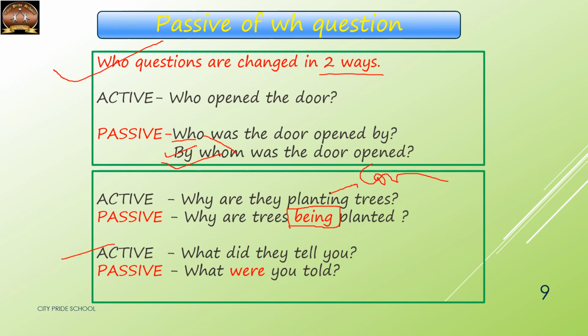The second example, active voice. What did they tell you? What were you told? Okay. Now did will change to were. Yes, the same rule. If the interrogative sentence has did, it will be replaced by was and were only. Now why were here? Because you is treated as a plural pronoun and you always takes were.